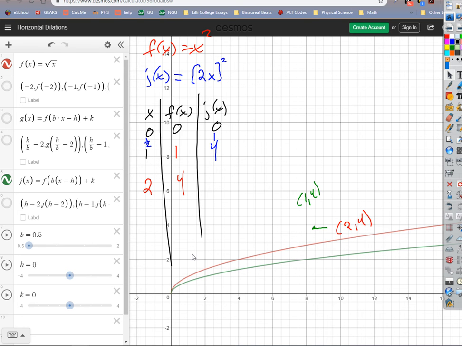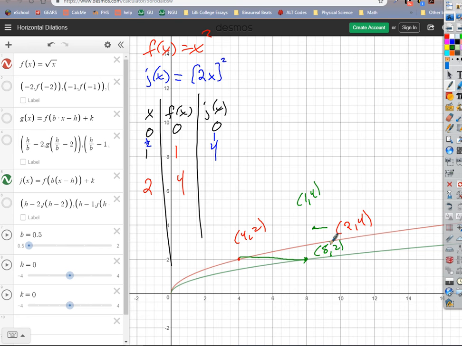If b is equal to 1/2, look what I did. Here was a point that started off at 4, 2, and it got stretched out to the point with coordinates 8, 2. So the y value stayed the same, but the x values were stretched. Do you see that? Okay, so what do you think happens then?